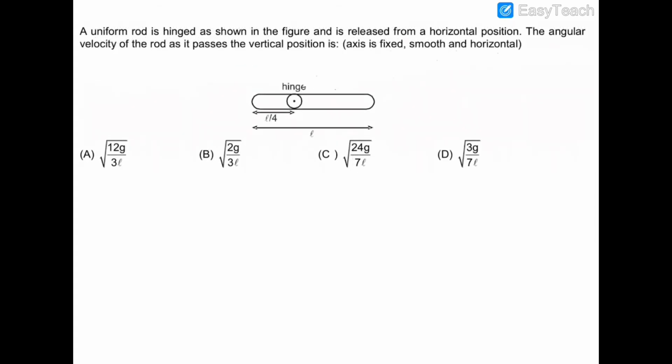In this question, there is a uniform rod which is initially horizontal and it is hinged at a distance of L by 4 from this end. So let us first of all name the ends, that this is A and this is B. Now we have to find out the angular velocity of the rod when it becomes vertical.